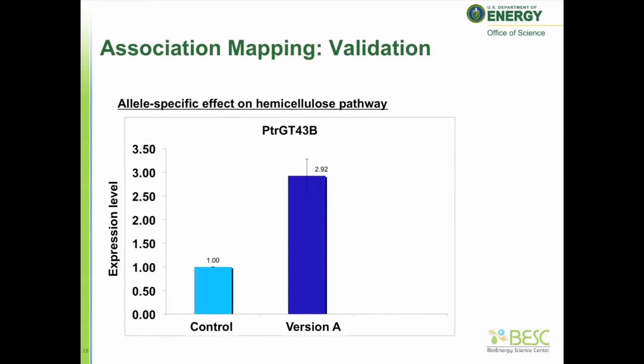In this case, we clone cDNAs from those two individuals that represent the divergent haplotypes, and then we do the protoplast assay, and this is what we see. Two key pieces of information we derive from this assay: first, we are looking at a marker gene, which is a glycosyltransferase, highly specific for hemicellulose biosynthesis. And the one key thing that we already know about that gene is that it regulates the hemicellulose biosynthetic pathway.